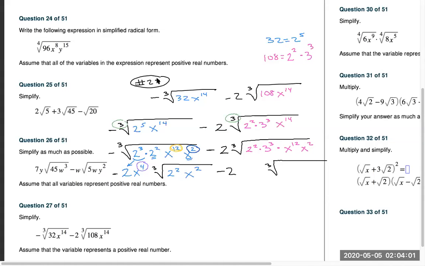I see that I have a 3 cubed here. So one 3 will come out. And then x to the 12th. That's 4 groups of 3 x's. What's left over? 2 squared x squared.